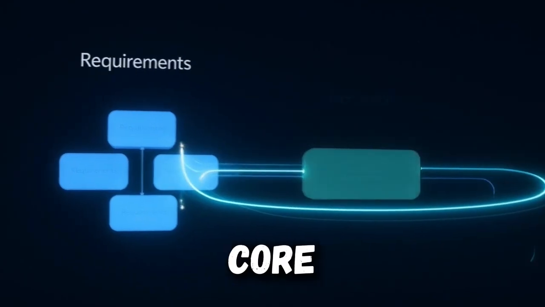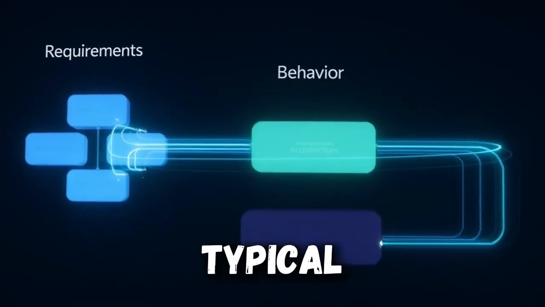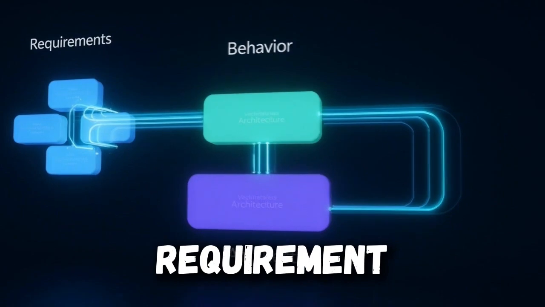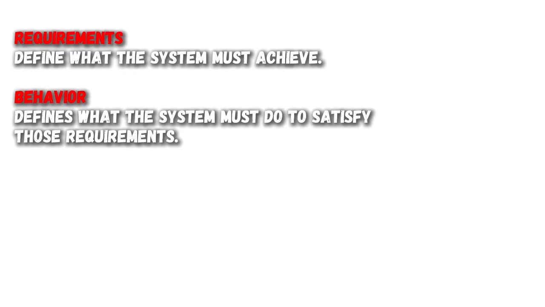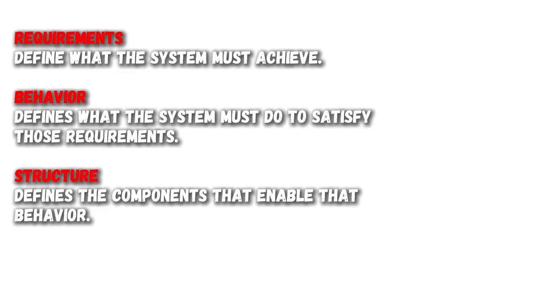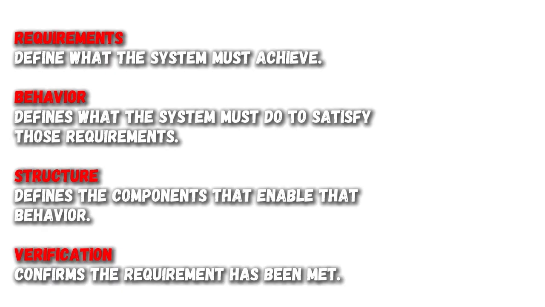Traceability connects the core elements of the system. The typical chain looks like this: requirement to behavior to structure to verification. Let's break that down. Requirements define what the system must achieve. Behavior defines what the system must do to satisfy those requirements. Structure defines the components that enable that behavior. Verification confirms the requirement has been met. Traceability connects intent to implementation and back again.